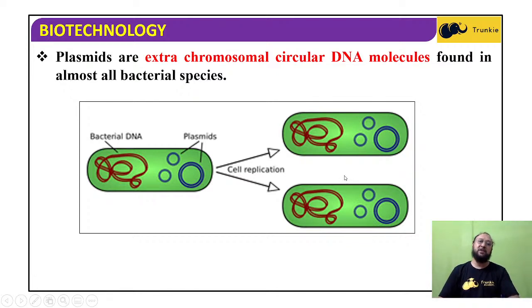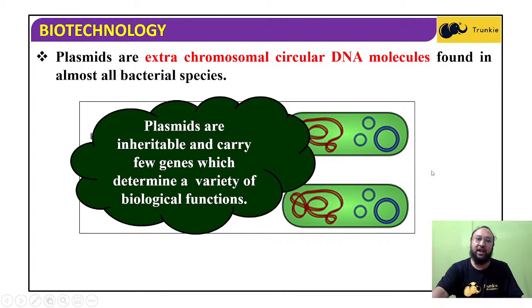You can see the plasmids shown here in blue, and the main bacterial DNA present as chromosomal or genomic DNA. Apart from that, when the cell replicates, you will find two copies of these. So plasmids are inheritable and carry a few genes which determine a variety of biological functions.